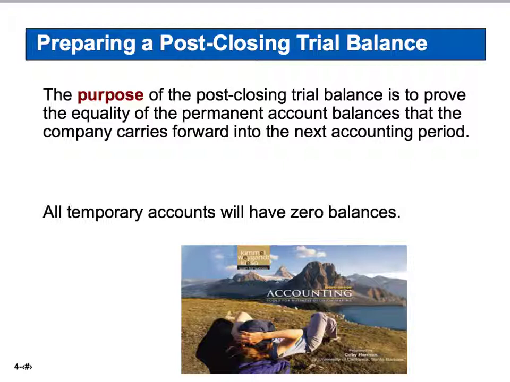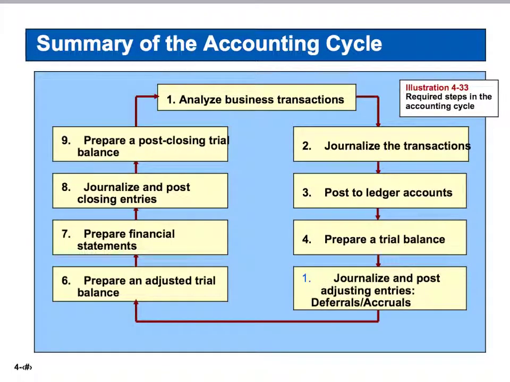All temporary accounts will have zero balances. All we will have left in the ledger with balances will be the asset accounts, the liability accounts, and the shareholders' equity account with the new retained earning balance. And this completes our accounting cycle.